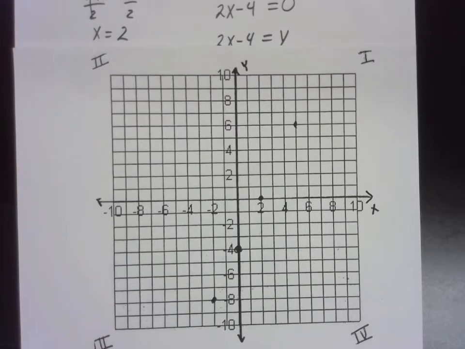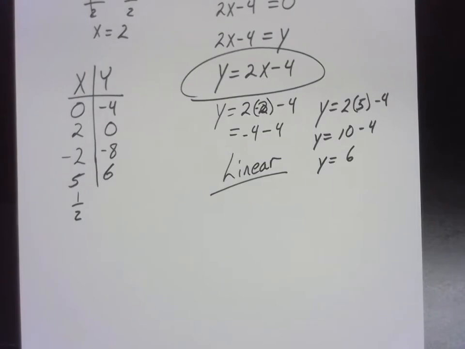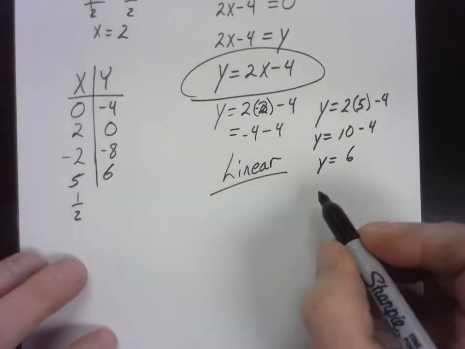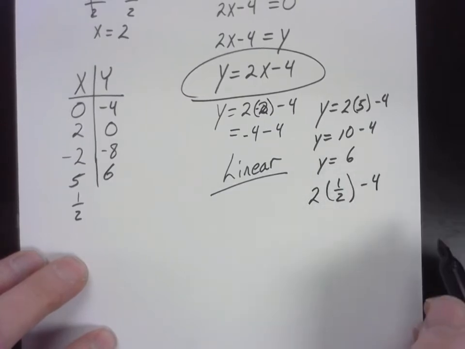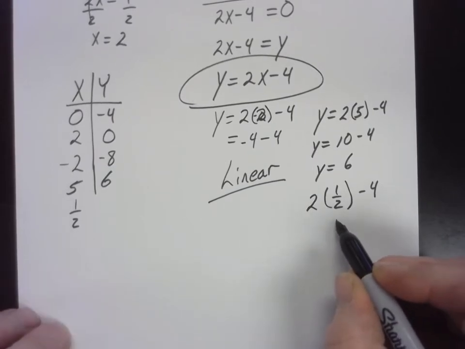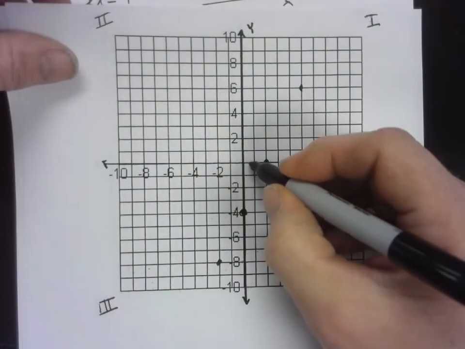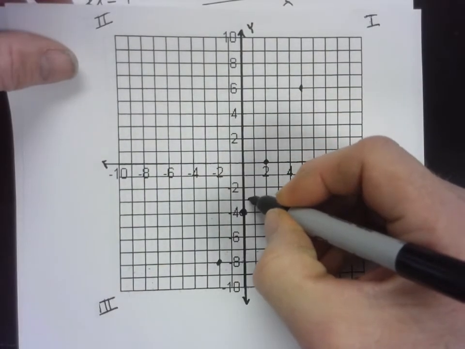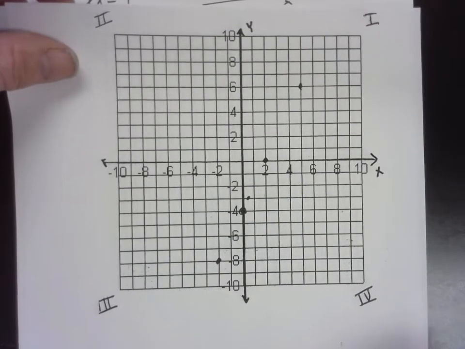Could I put 100 in? It would be kind of hard to graph on our graph, wouldn't it? But it would work. We can put in, heck, can we put in a half? Will that work? Yeah, it's 2 times a half, subtract 4. It's just 1 subtract 4, which is negative 3. So we can go over a half and then down 3. It's fine. Okay, we can put in any points we like.